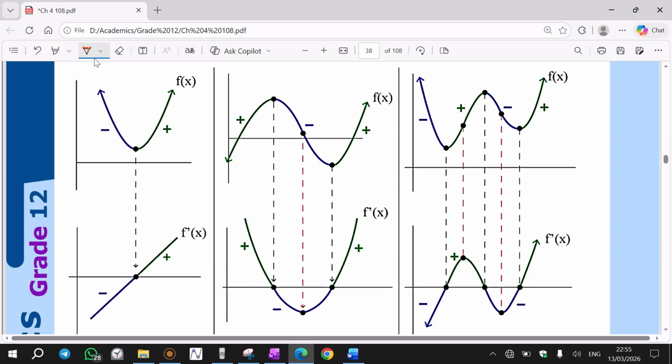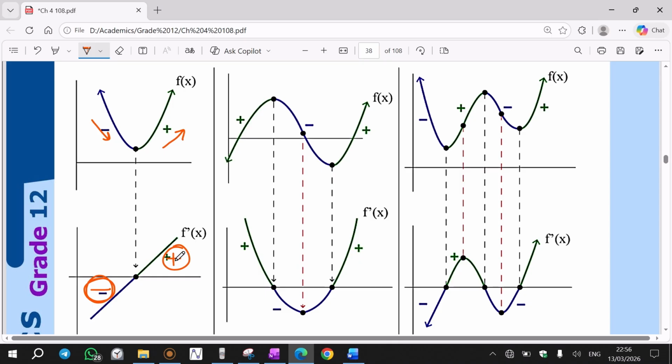Now, let's recall what we said before. Now look at this f prime, and this is f. I always look at f prime to see if it's positive or negative. f prime will be positive if it's above x-axis, and f prime is negative if it's below x-axis. Whenever f prime is positive, how is f? Increasing. Whenever f prime is negative, how is f? Definitely decreasing.